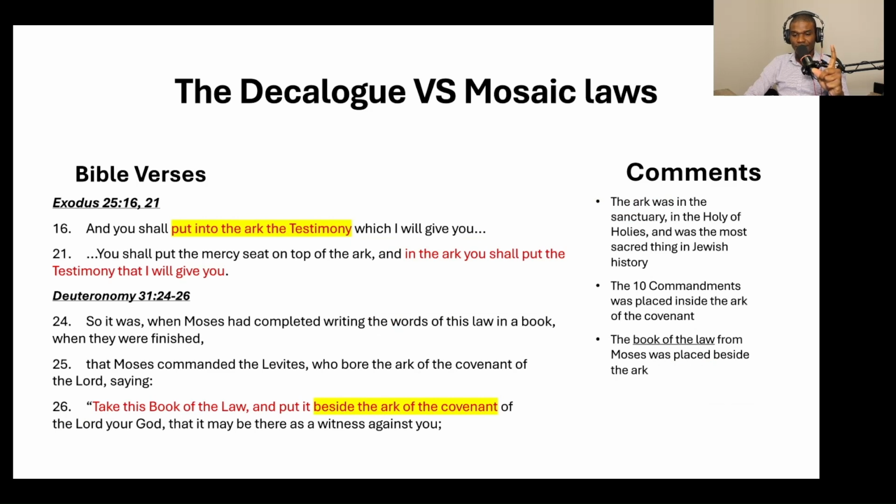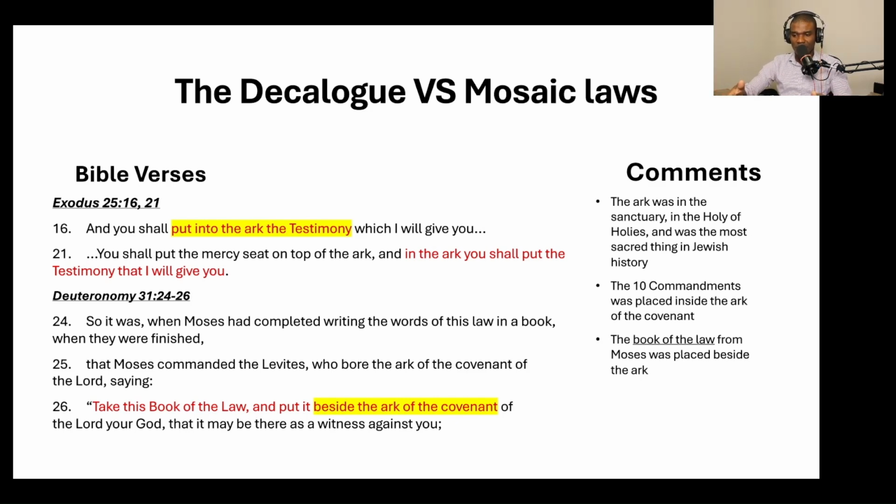And third, Exodus 25:16-21. And you shall put into the ark the testimony which I will give you. The testimony, the Ten Commandments. And you shall put into the ark. So, the ark, I don't know if you guys know about the sanctuary. There was the courtyard with the altar, the holy place, which has the candlestick, the showbreads, the golden censer.